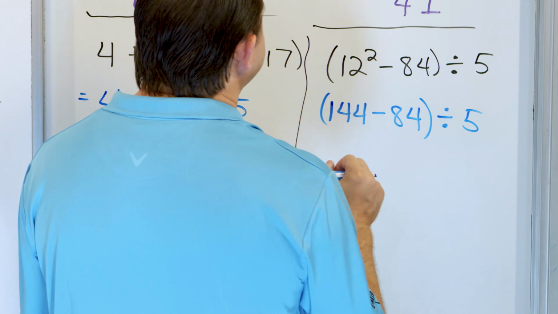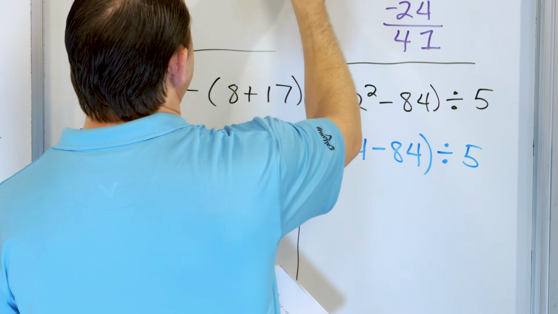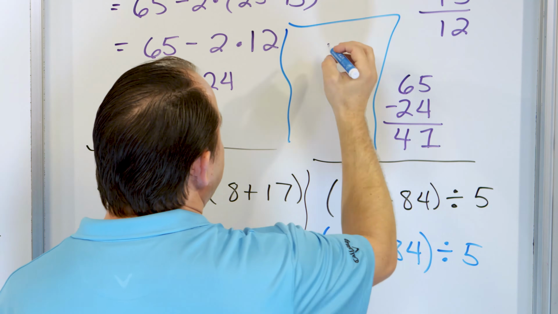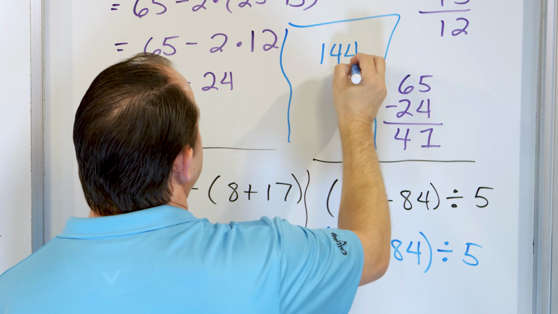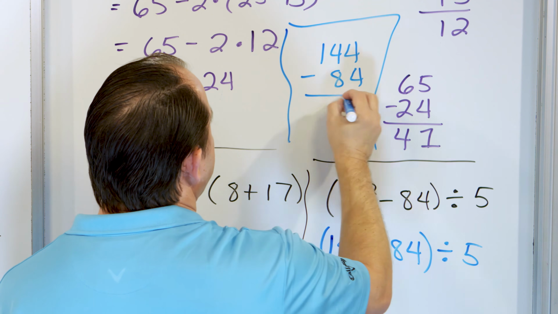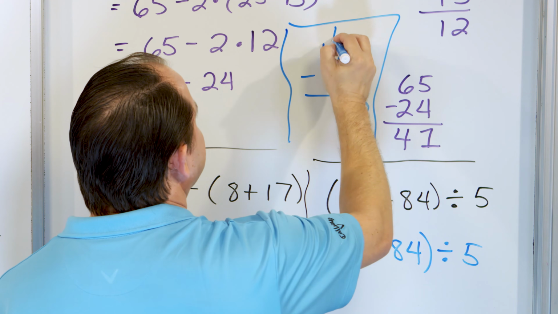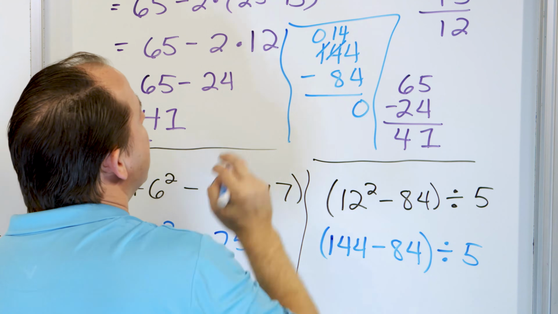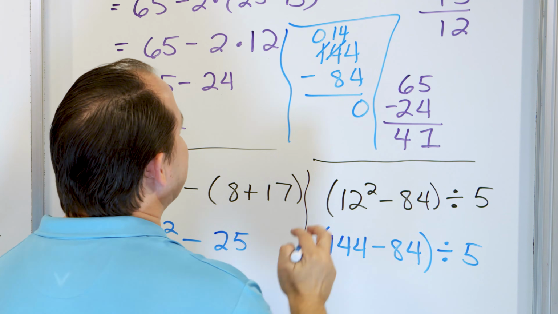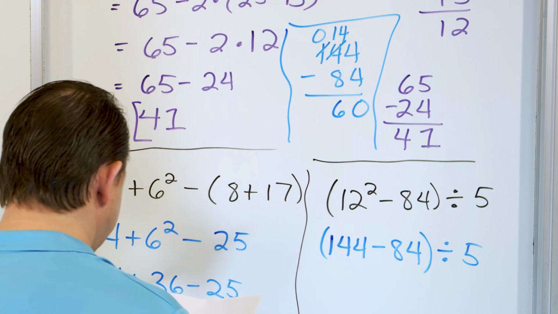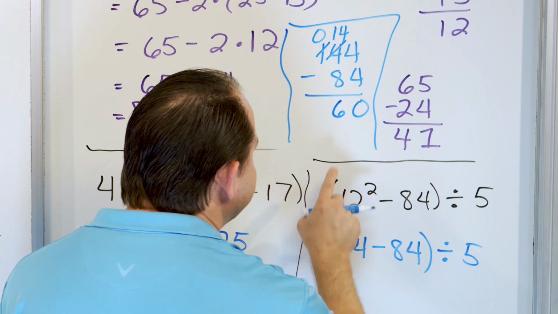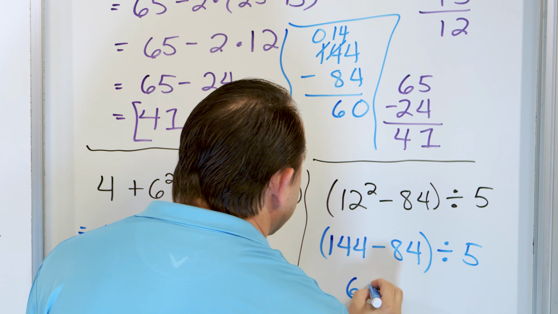So if you're not sure about this, you can go off to the side somewhere and subtract 144 minus 84, right? 4 minus 4 is 0. Make this 14. Make this a 0. 14 minus 8 is going to be what? 6. So you're going to have an answer of 60. So 60 right here is going to be what we get there.